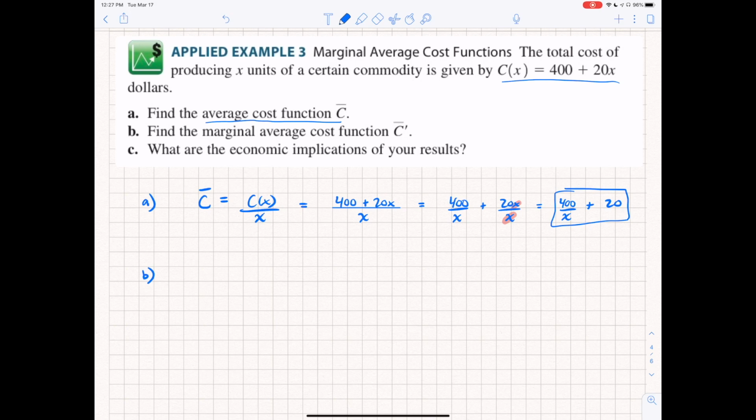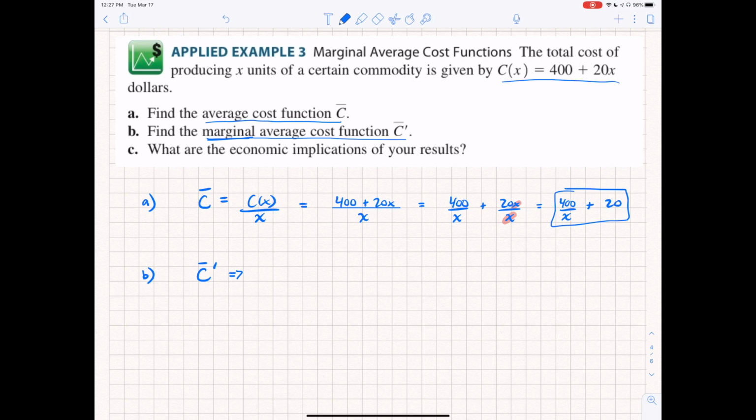So I'm going to now look at the marginal average cost function, C bar prime. If I want to find marginal, remember marginal means rate of change. It means find the derivative. So I actually want to take the derivative of the C bar function that we got in part A, that solution that we got.